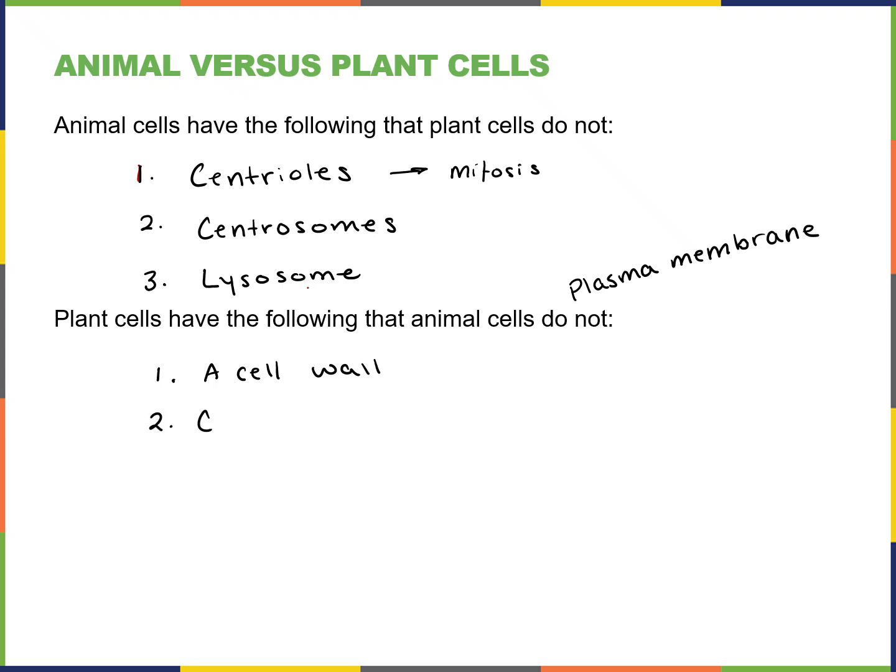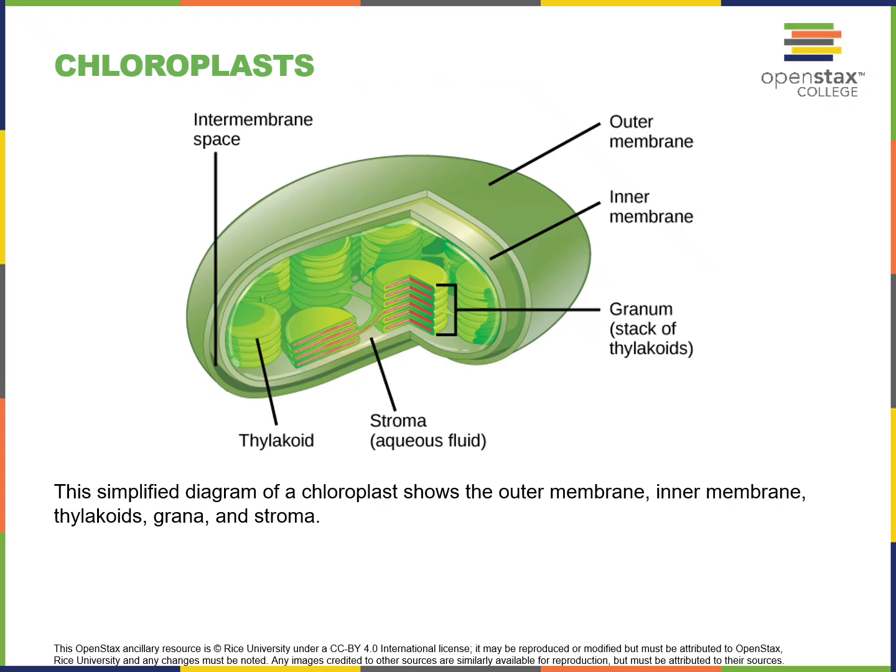Plant cells will also have chloroplasts. That is what keeps them green. And then plant cells will also have a large central vacuole. In this case, that vacuole kind of acts like a garbage receptacle. This is a chloroplast. This is the gist of what a chloroplast looks like.